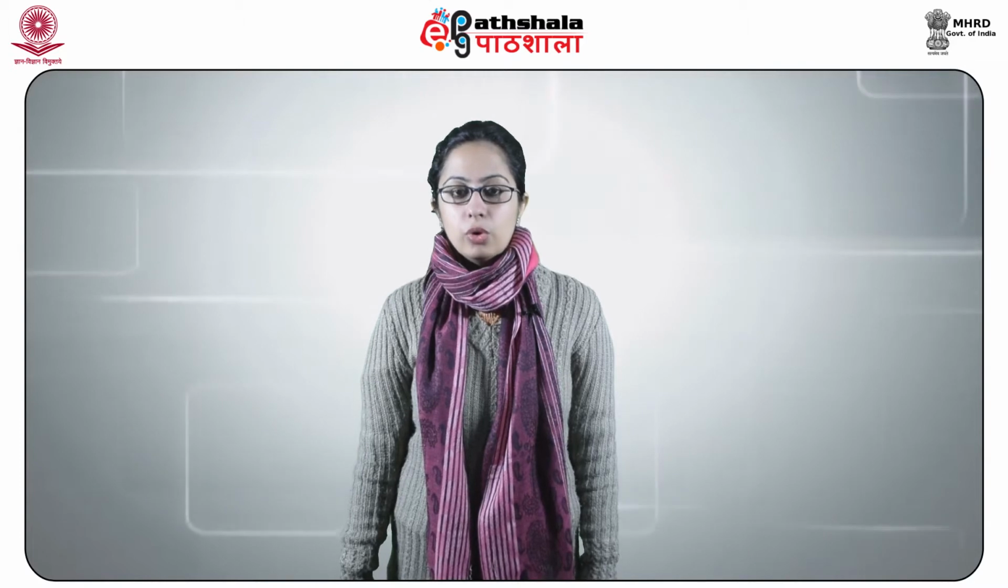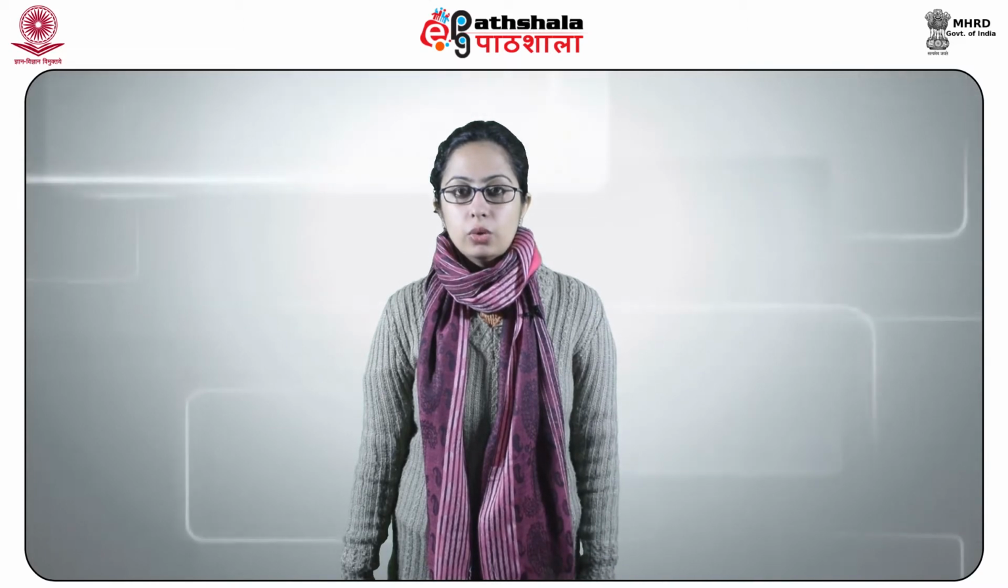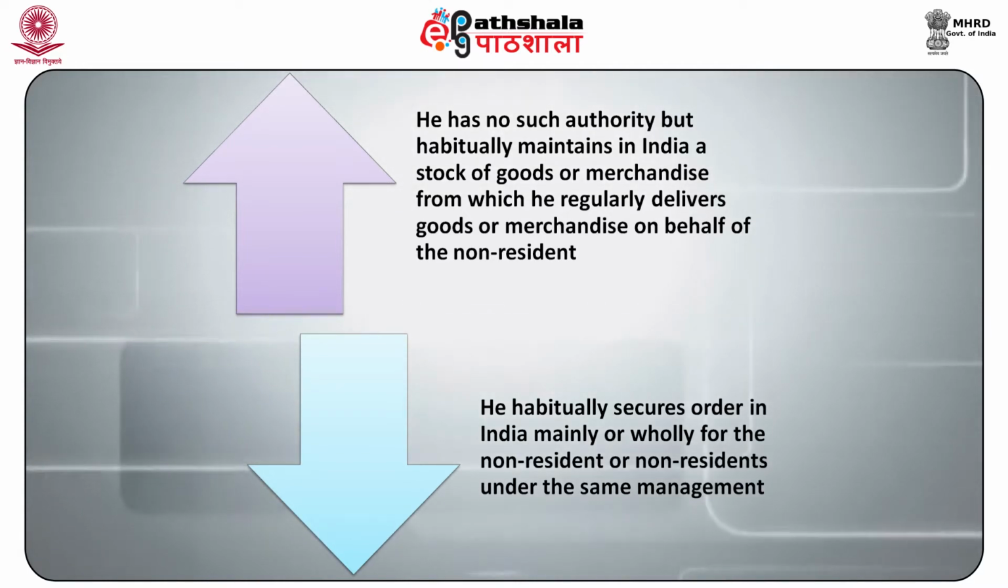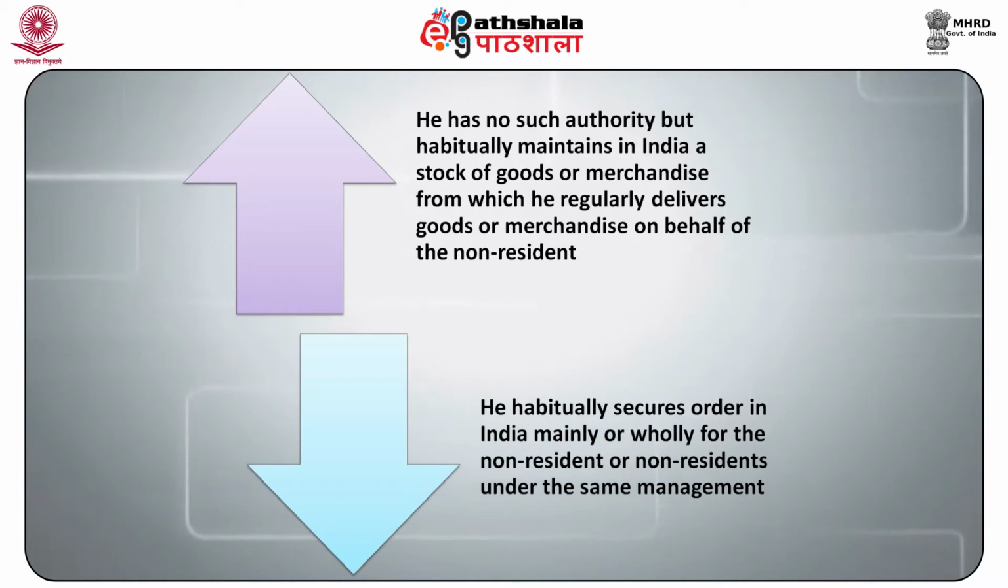It includes the profession connection. It includes a person acting on behalf of a non-resident and who performs any one or more of the following. First, he exercises in India an authority to conclude contracts on behalf of the non-resident, but this does not include the activity of only the purchase of goods or merchandise for the non-resident. Second, he has no such authority but habitually maintains in India a stock of goods or merchandise from which he regularly delivers goods or merchandise on behalf of the non-resident.